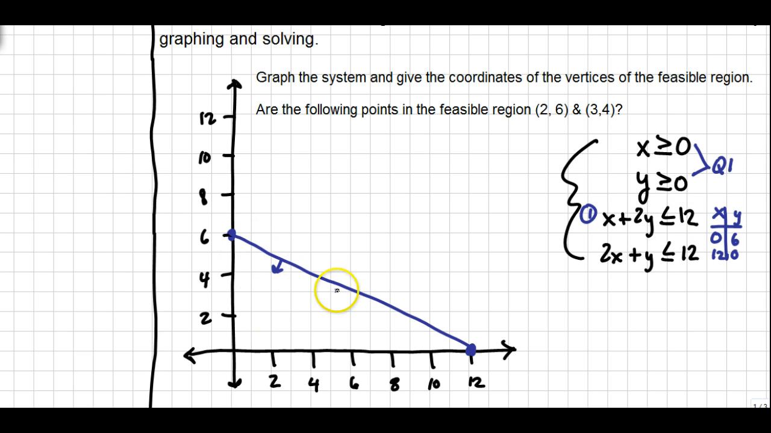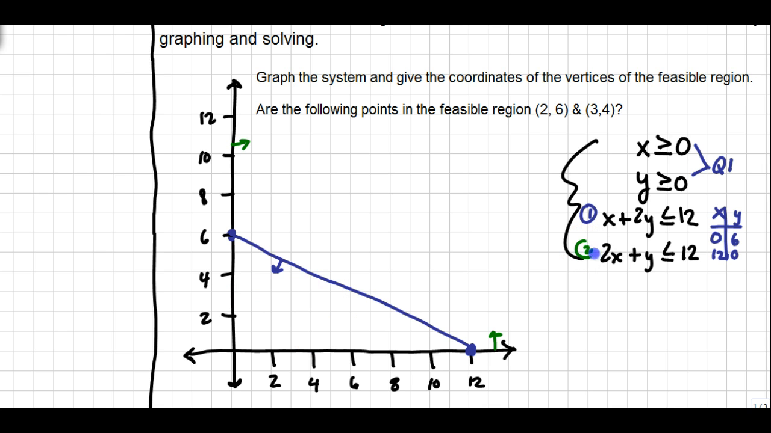I'm not going to waste my time right now and actually shade this in because remember, we're going to be shading multiple things. So I'm just going to remember right now my feasible region is this triangle right in here, because remember we're to the right and we're above. So right now all of those are overlapping just in this triangle.